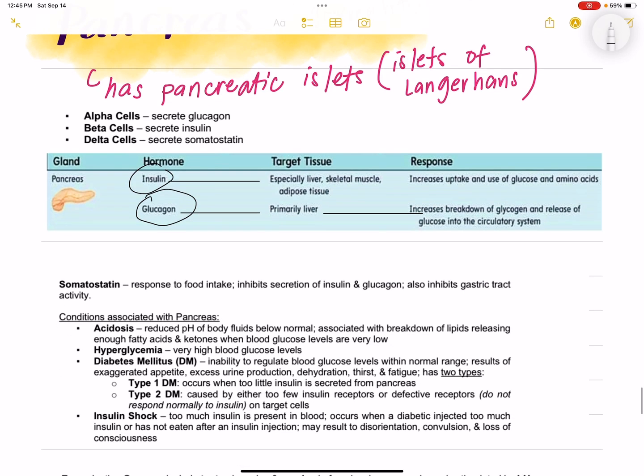Okay, so ang somatostatin responds to food intake. Okay, so inhibits secretion of insulin and glucagon. Also inhibits gastric tract activity. Okay.